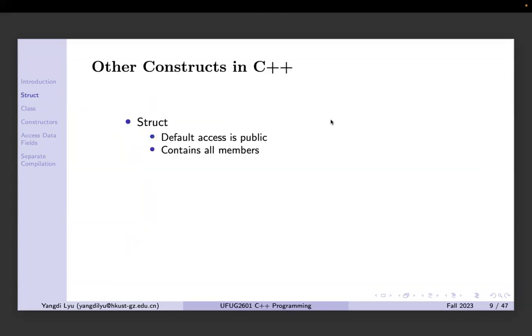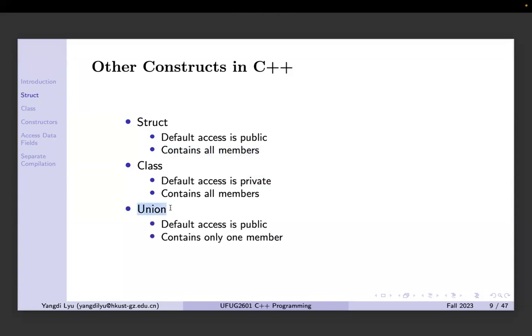So there are a few things in C++. We have compared these two, right? If it's a structure, the default access control is public. Everyone could access my members. If it's a class, if you don't specify they are public, then every data is private. No one can access my data. And both of them contain all the members. But if it's a union, it's public, but it only contains one member.